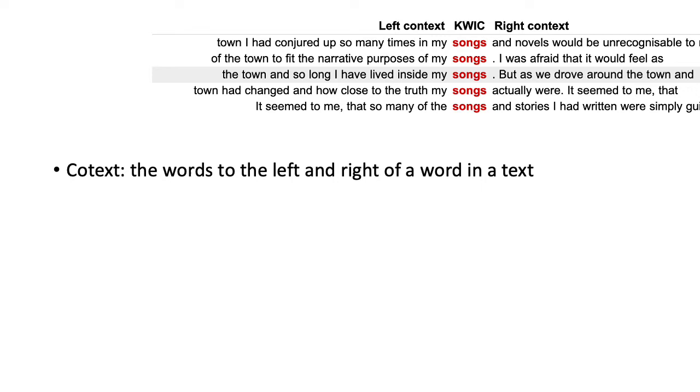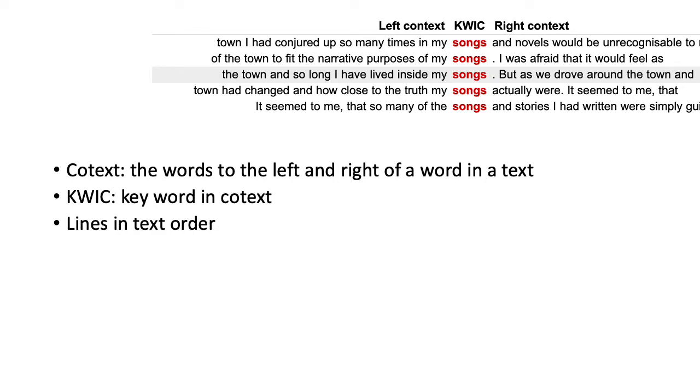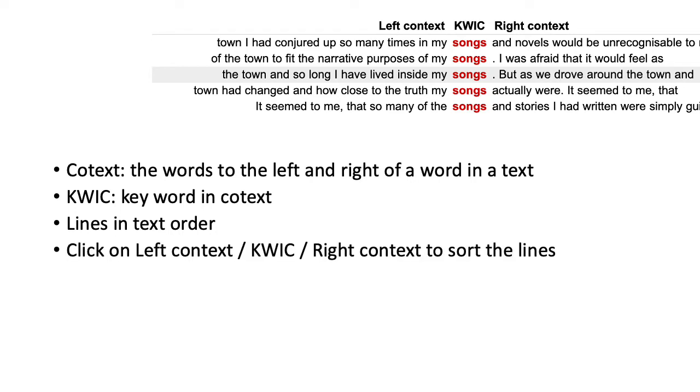So, co-text refers to the words to the left and right of a word in a text. So we have quick keywords in co-text. The lines in a concordance are in text order. And you can click on the left and right context buttons at the top of the concordance to sort the lines. When the concordance lines are sorted, they reveal other words and structures that might co-occur with the target word. This is very important when you're teaching topic-based vocabulary.